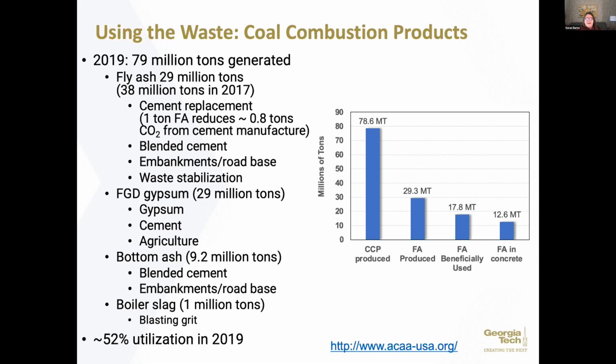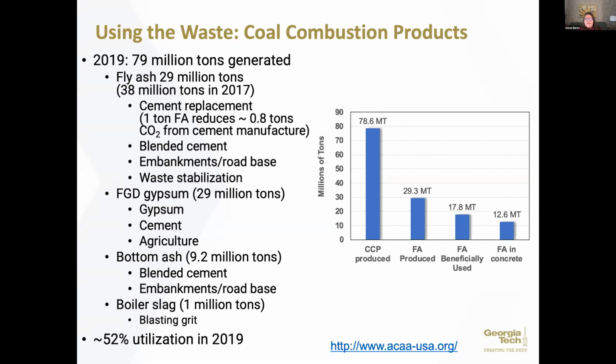So 1 ton of fly ash will reduce about 0.8 tons of CO2 that's released due to cement manufacture. This is a huge benefit for us, right? We can take a waste product that we're already making, we can substitute it for cement, which is one of the really big bad guys in climate change, right? This is a tremendous benefit for us. We also use fly ash in other applications, some blended cements. We use it in some embankments and road bases, and we use it for waste stabilization.